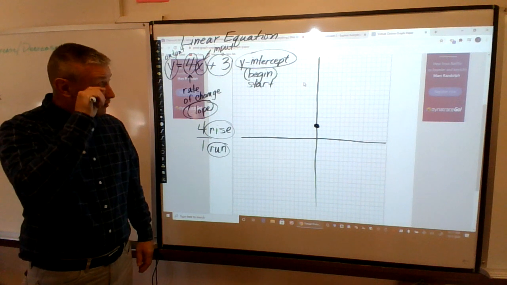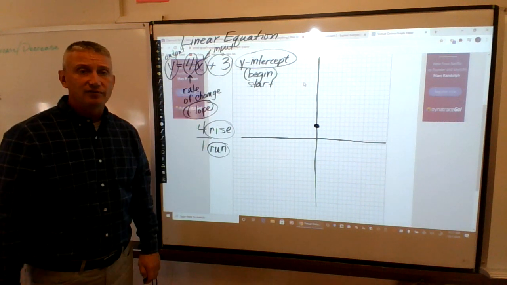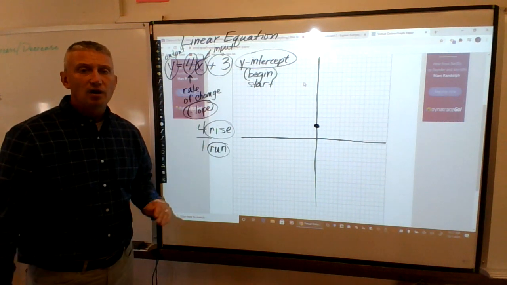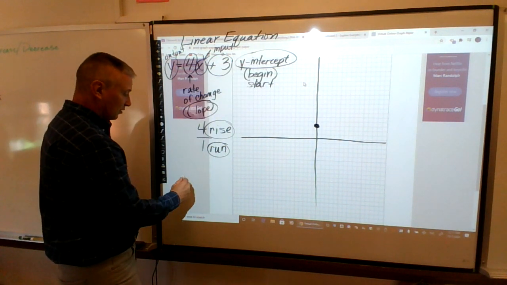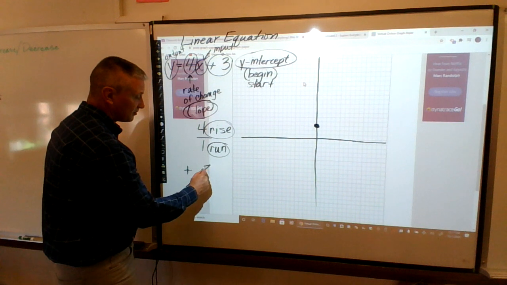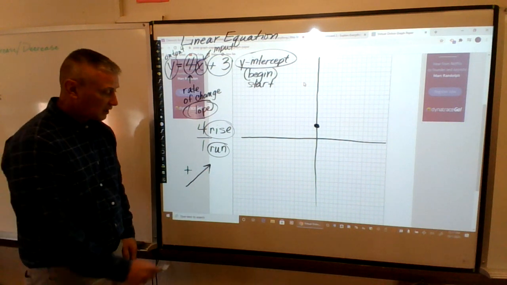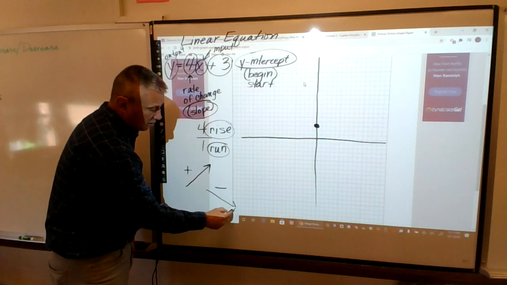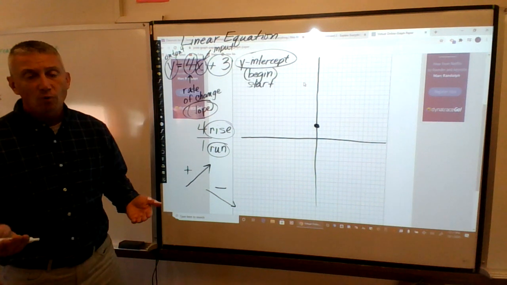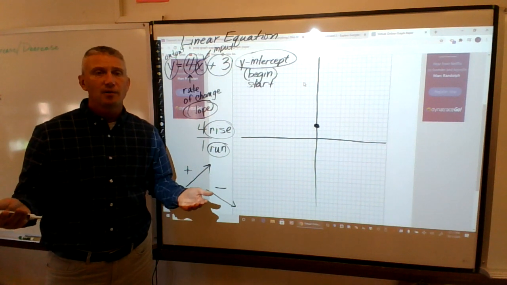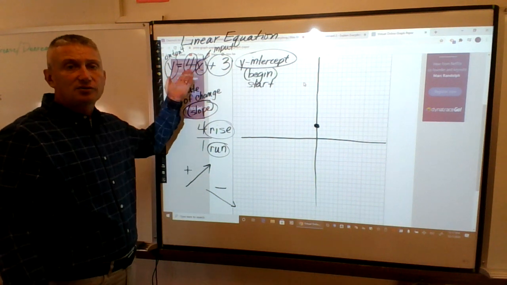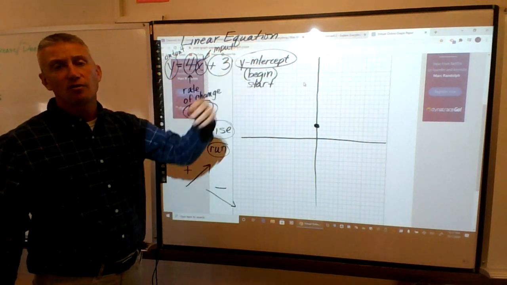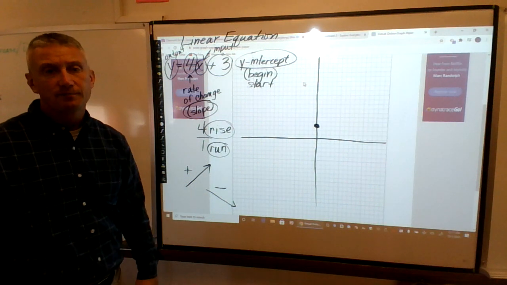Now, when we're talking about the slope, if the slope is positive, positive always increases from left to right. So positive slope always goes up. A negative slope will always run down. So why do I keep that in my brain? I keep that in my brain so, again, as soon as I look at this linear equation, I know it's got a positive slope. I know it's going to go up because the number 4 was positive.